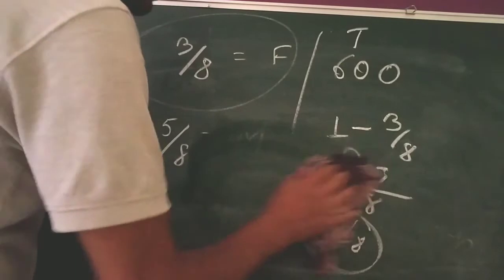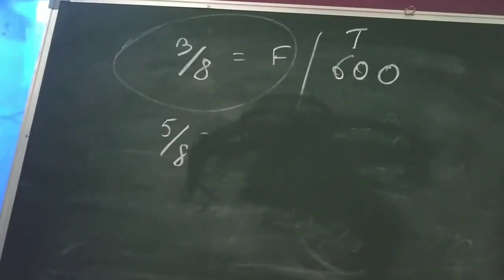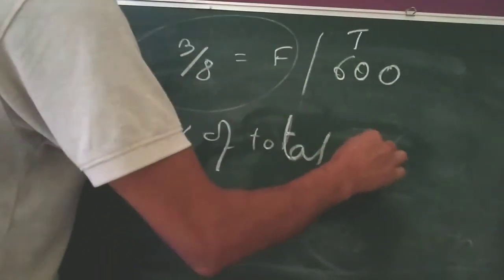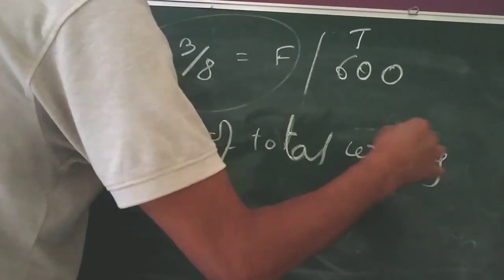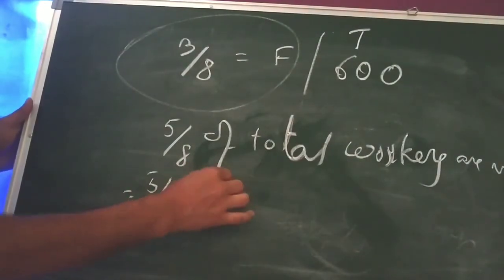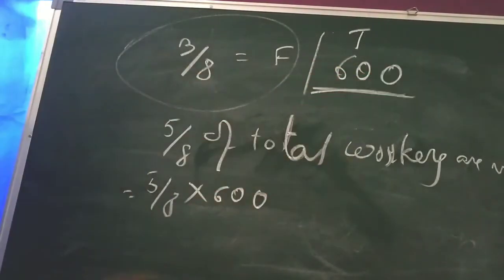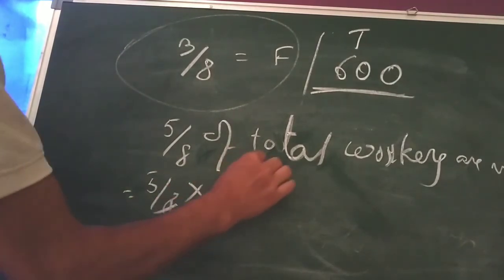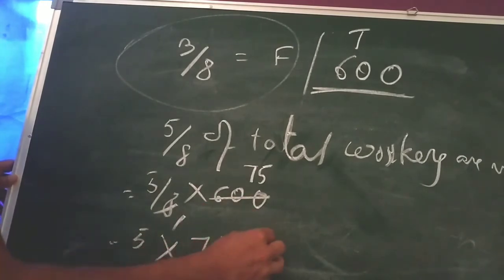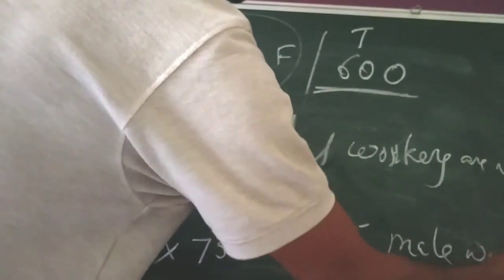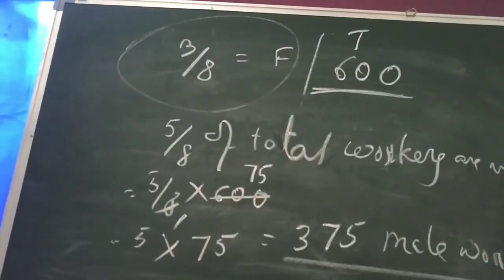So 5/8 of what? 5/8 of the total workers are male. So we will get 5/8 of 600. Total workers is 600. So you will get the answer: 5 multiplied by 600 divided by 8, which is 375 male workers. So we will get the male workers in this way.